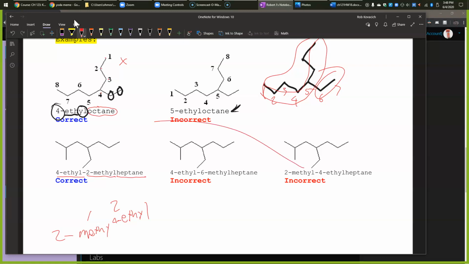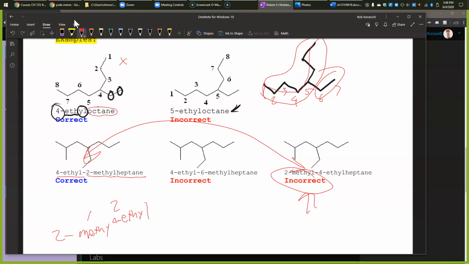This one over here is incorrect because they put the side chains in alphabetical order. So ethyl comes before methyl alphabetically, so the ethyl comes first, even though it's on position 4 and the methyl's on position 2. Sorry, but that's just the way it is. But this one over here, this is like a Yoda mistake, right? Not really a big deal.